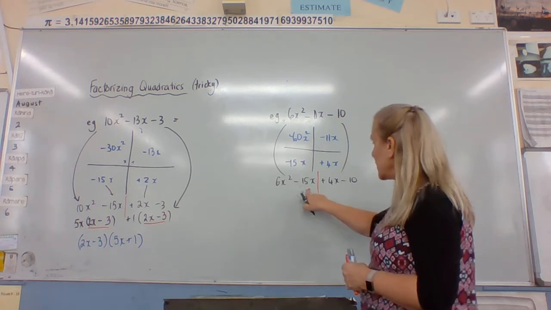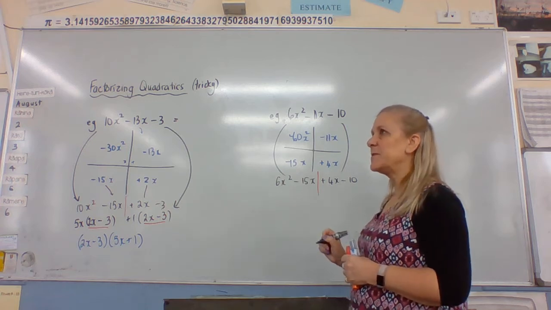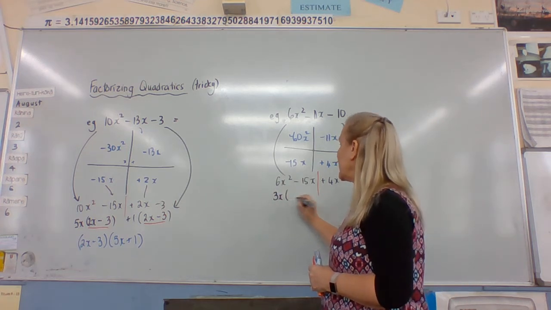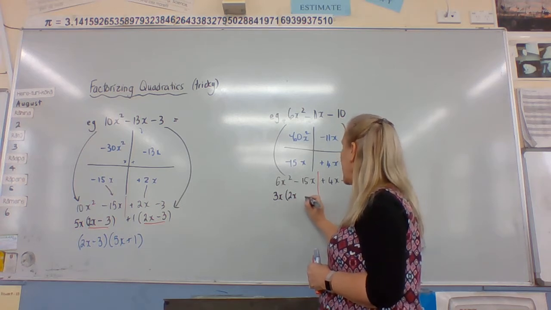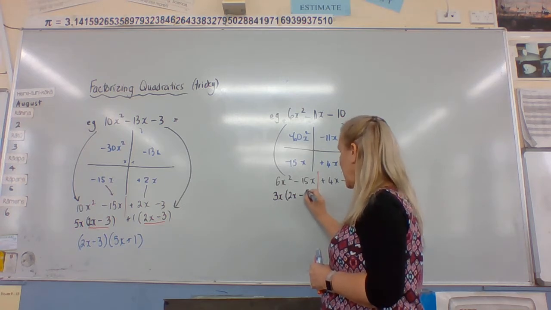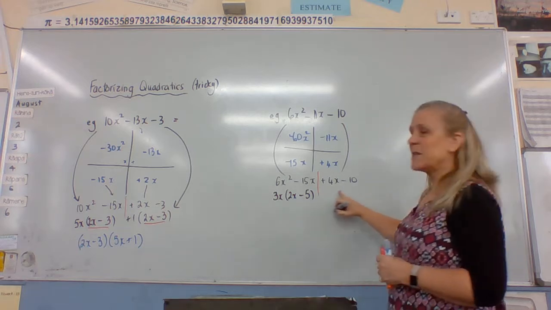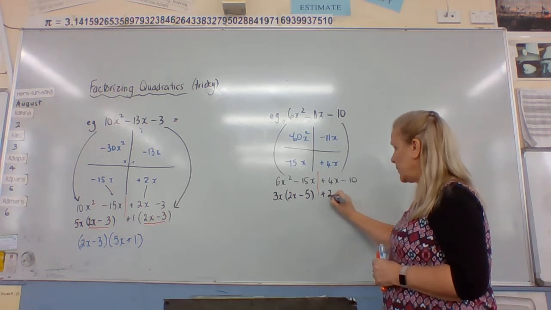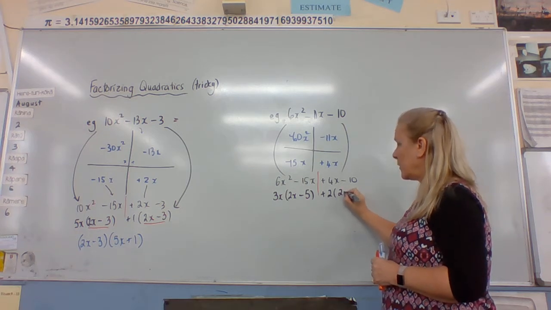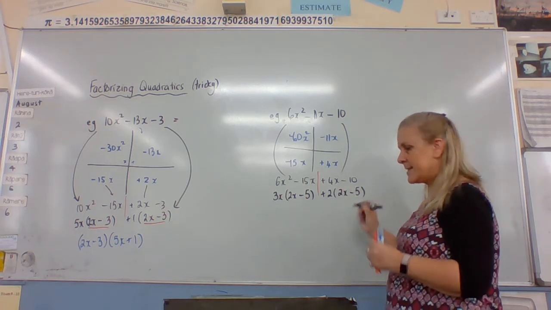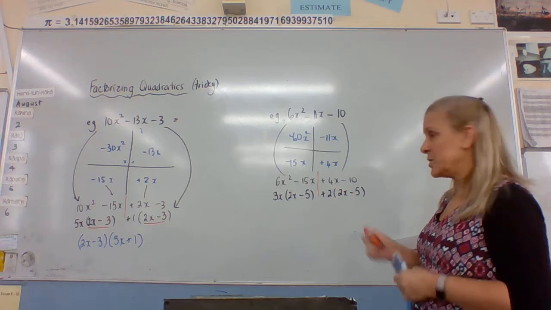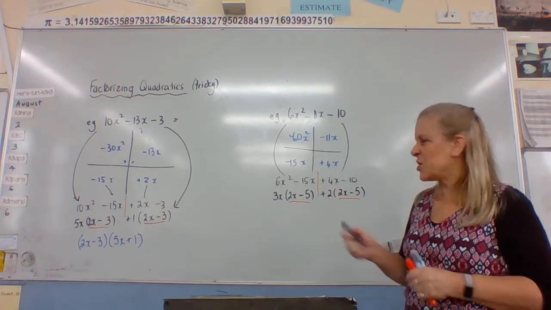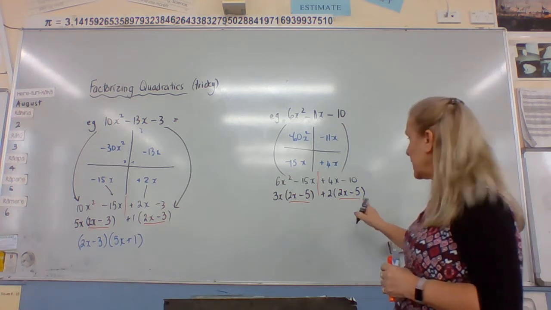Factorise the first one. What's the biggest factor we can take out of 6 and 15? 3. And the x, leaving us with 2x and 5. From here, what's the biggest factor we can take out of 4 and 10? 2, leaving us with, whoa, funnily enough, the same thing, which is what we want. This one and this one to be the same. If we don't get them, we probably better check to see if we're doing it right.